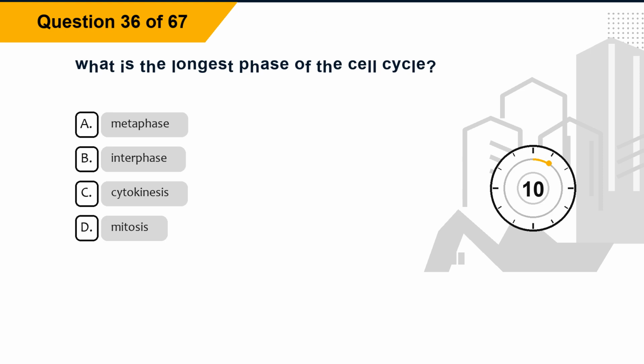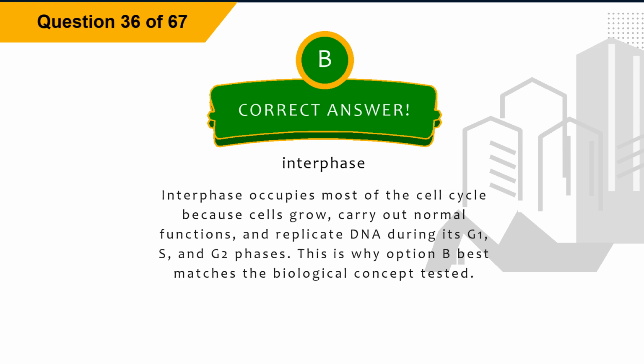Question 36. What is the longest phase of the cell cycle? Option A, metaphase. Option B, interphase. Option C, cytokinesis. Option D, mitosis. The correct answer is option B, interphase. Explanation. Interphase occupies most of the cell cycle because cells grow, carry out normal functions, and replicate DNA during its G1, S, and G2 phases. This is why option B best matches the biological concept tested.